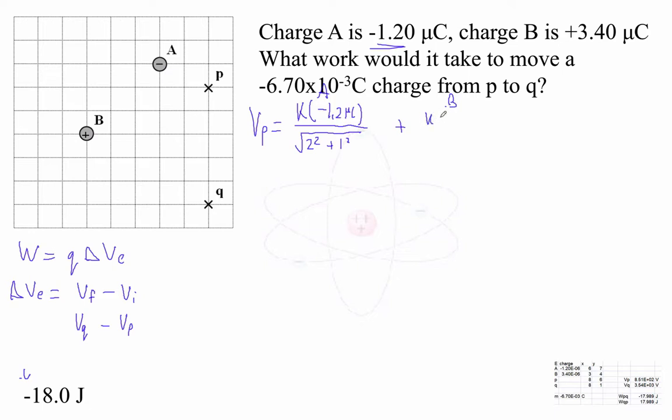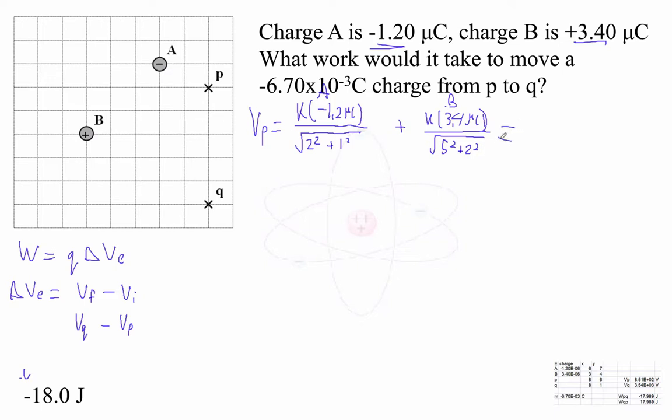This column will be B. So B is going to be K times 3.4 microcoulombs. Square root of, and let's see, due to B. So we're looking at the potential at P due to charge B. So we are 1, 2, 3, 4, 5, and 2. Okay, let's just double check. A is this charge, and it's 2 over 1 down, yep. B is that charge, yep, and it's 1, 2, 3, 4, 5, and 2, okay.